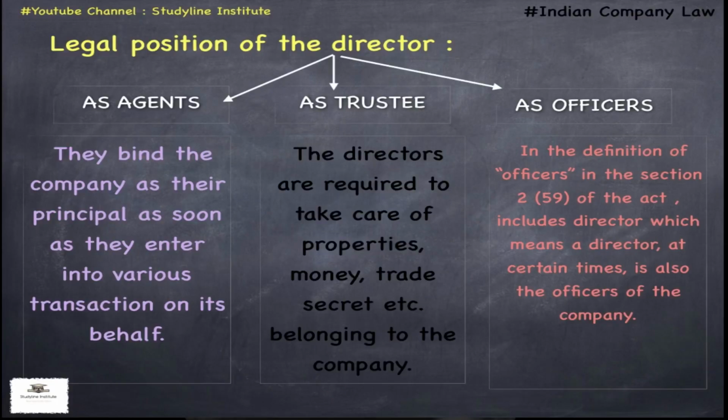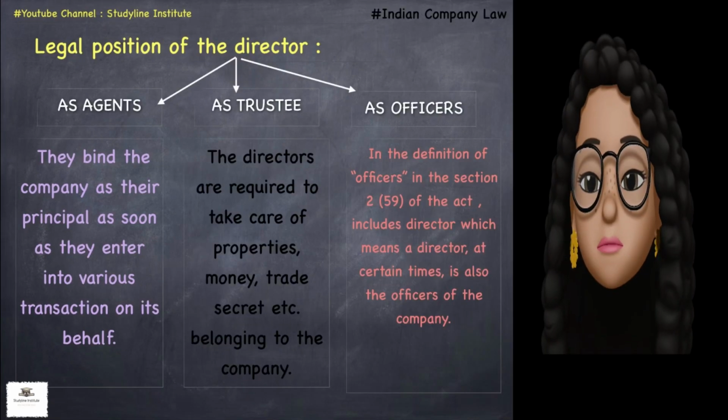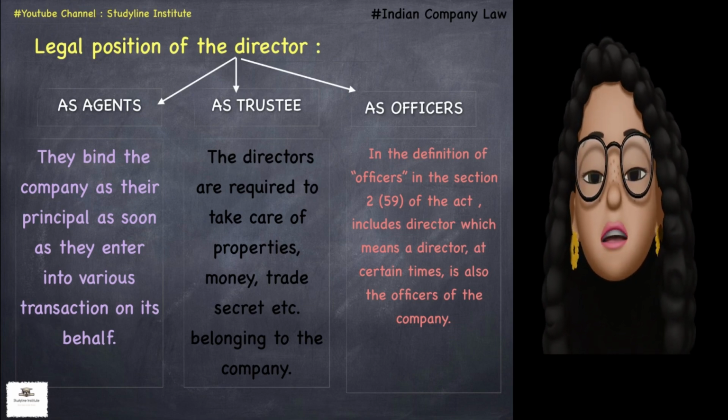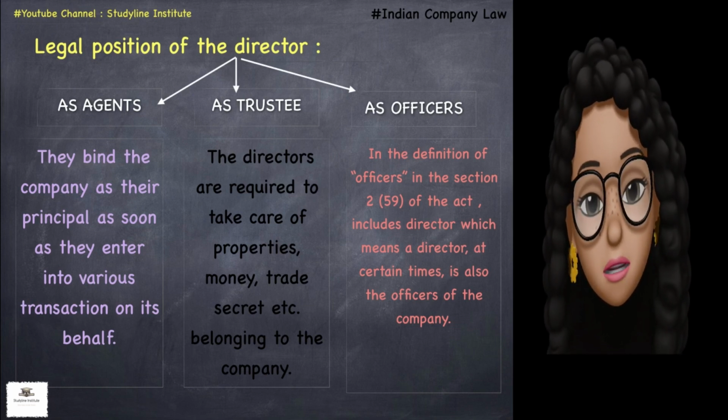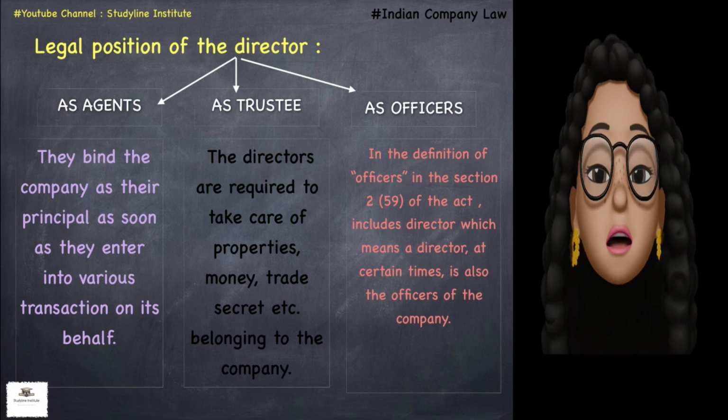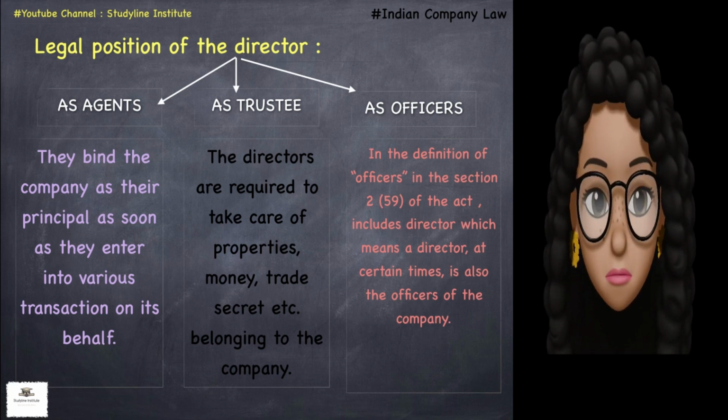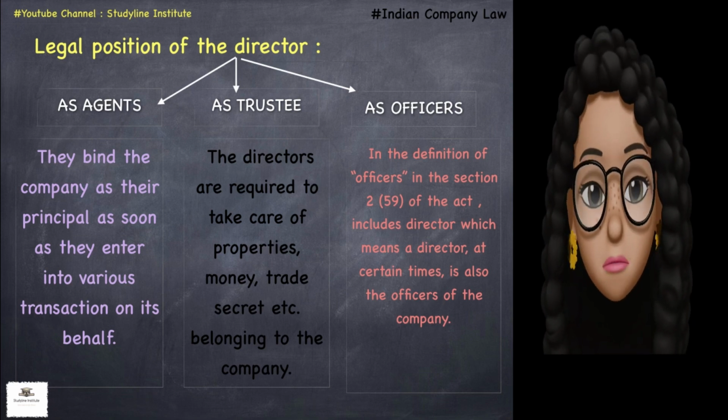Let's move on to the next topic. If we appoint a director in the company, what is the position of this director? As a legal position, there are three legal positions a director can have in the company. The first relation of a director with the company is as an agent. Director is an agent of the company and the company is the principal.